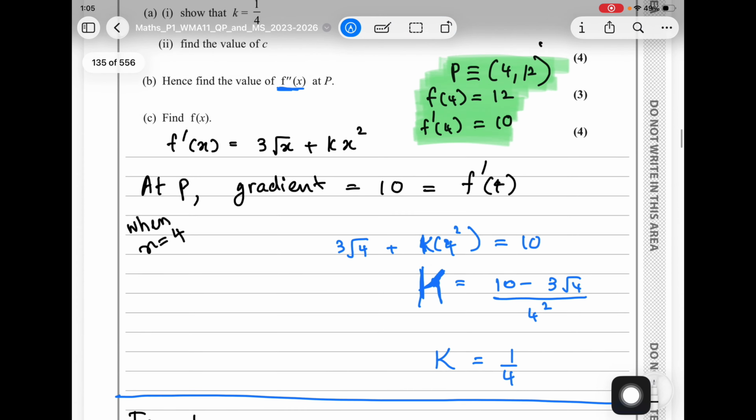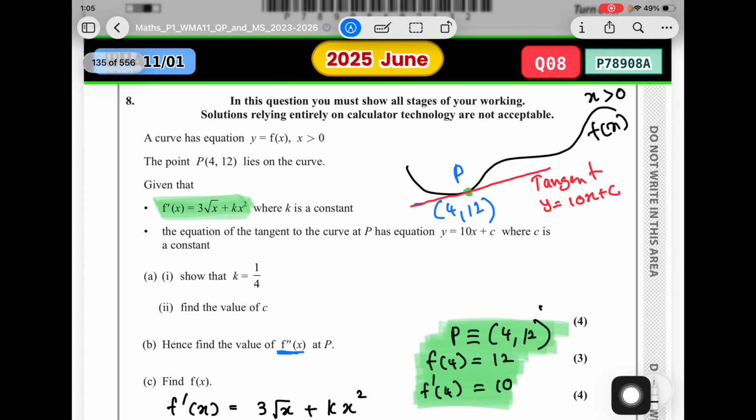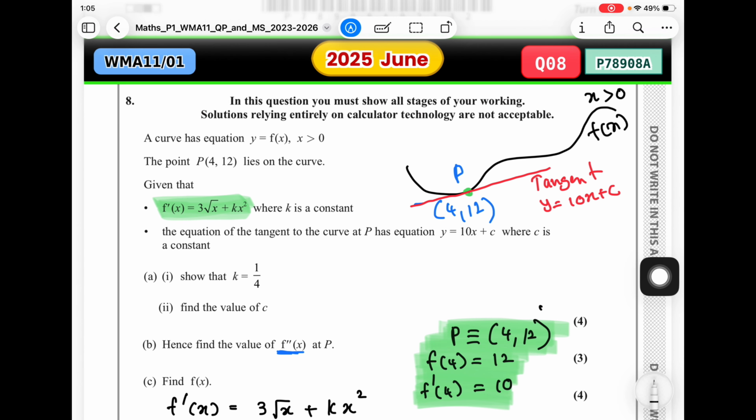So yeah, that's pretty much of it. You found f(x) as well. So easily you can get full marks. Thank you.